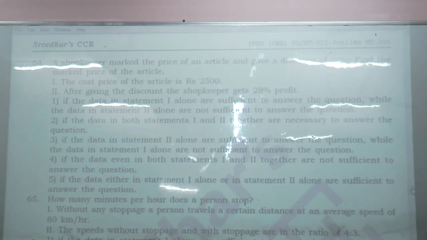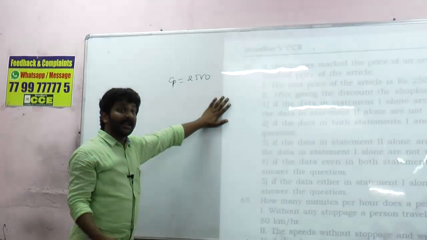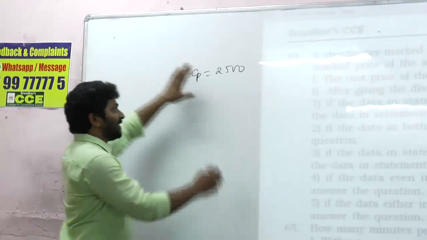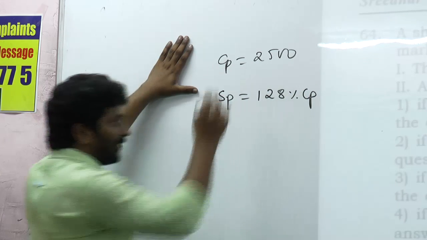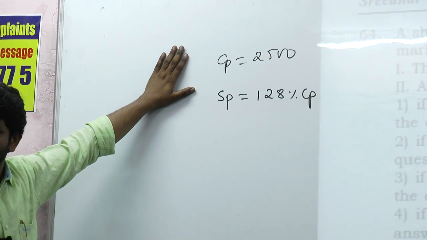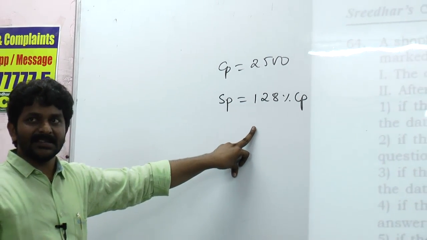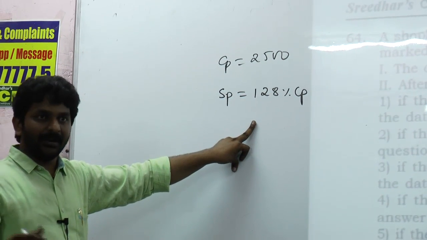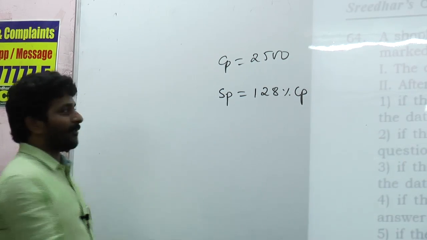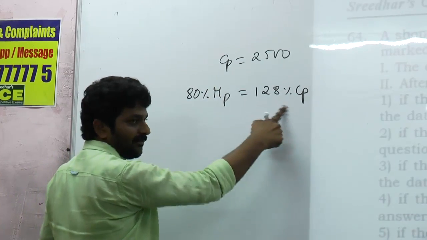Using 1 alone, will you get the answer? No. Cost price is given, 2,500. After giving the discount, the shopkeeper gets 28% profit. 28% profit, in the sense, selling price becomes 128% of cost price. Yes or no? After allowing a discount of 20%, 20% discount is equal to what? 80% of market price. If you give 20% discount, you will sell it for 80% of market price. So 80% of market price value is equal to 128% of cost price.